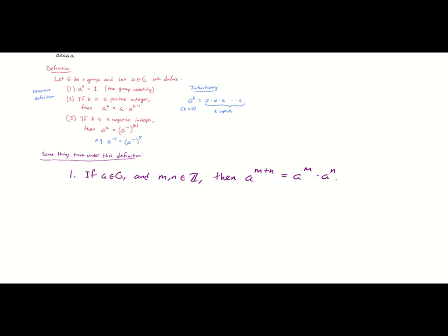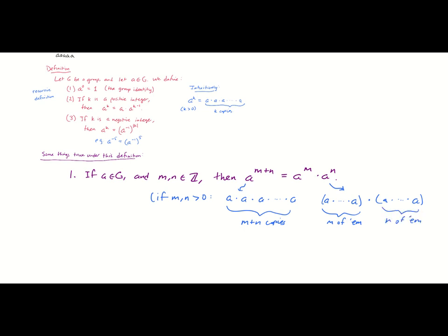And one way that we can verify that sort of informally, so I wouldn't call this a formal proof, but if m and n are positive integers, then I can think of A to the m plus n as a product of a bunch of copies of A, a total of m plus n copies. And then I can think of this other product as being a product of some copies of A, m of them, times some more copies of A, n of them.